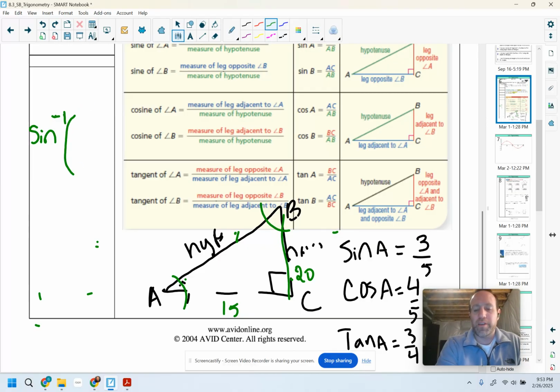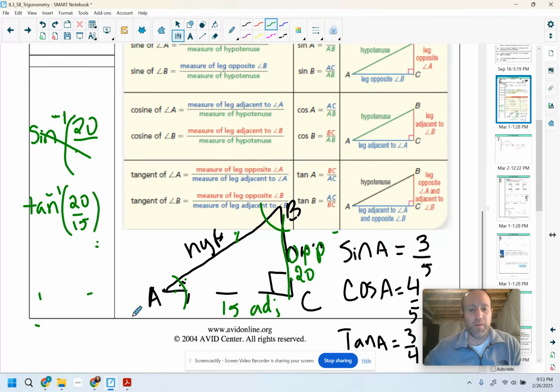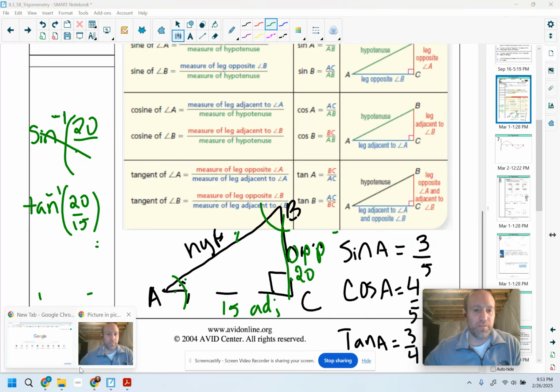So now we can say, okay, well, if we take that ratio of the opposite side over the hypotenuse, oops, I did opposite and adjacent. So instead of sine, I should be using tangent. Because I want to know this angle, so I have the opposite side and I have the adjacent side. So the tan -1, so I want to know the angle measure, of 20 over 15 is going to be some angle measure degree here.